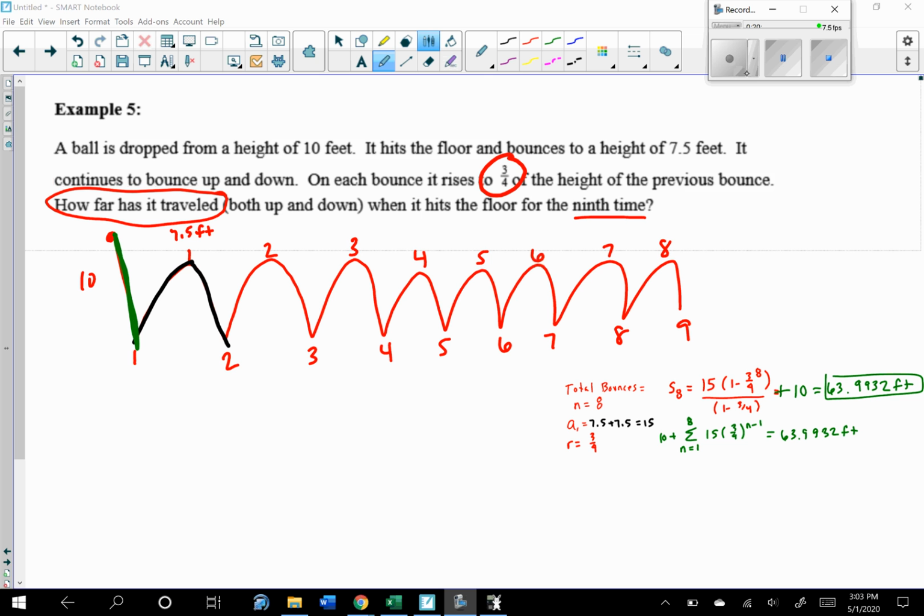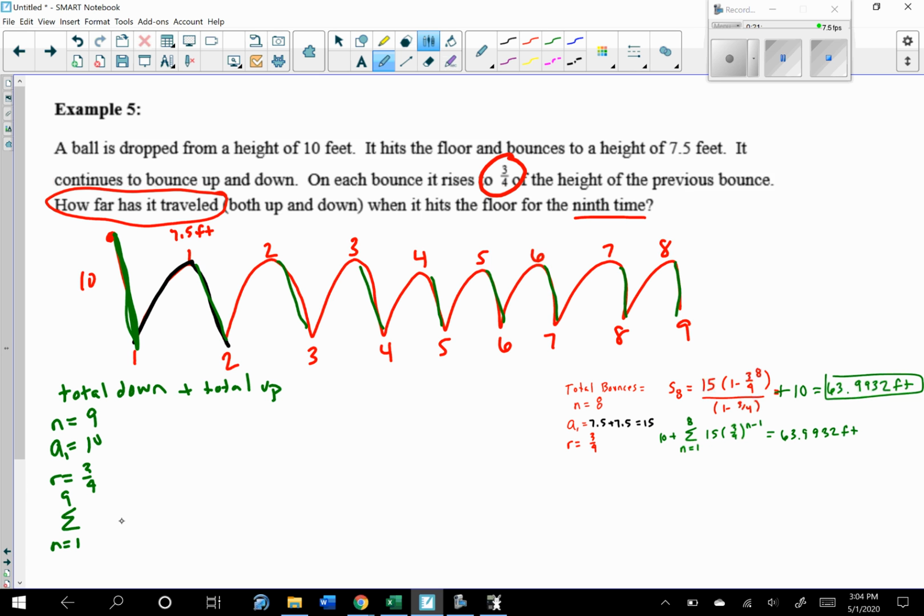So that's not the only way we can figure out what the total distance traveled is. Another way is to look at the total of the distance down plus the distance up. So total down plus total up. So for down, if we look, we have 1, 2, 3, 4, 5, 6, 7, 8, 9. So that means n would be equal to 9. Your first term would be equal to 10 because that would be the first drop, and r would be equal to 3/4. And then for this, we get the sum of n equals 1 to 9, and you would need your explicit formula. So that would be the first term, which is 10, times the common ratio, which is 3/4, to the n minus 1.